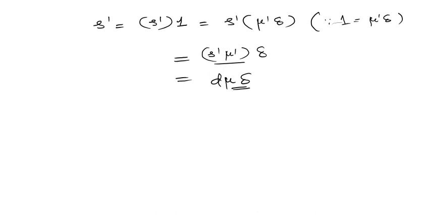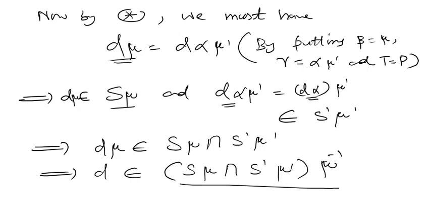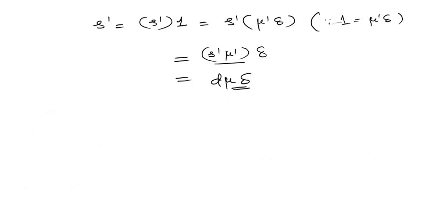Diagram 2, okay. What's the composition of mu? It goes in this direction, mu and delta, it goes like this. The composition of mu and delta is equal to alpha, so mu delta is equal to alpha, and this is equal to d alpha, because mu delta is equal to alpha.